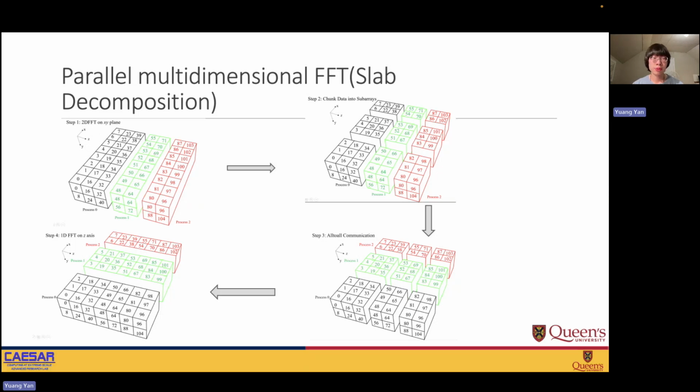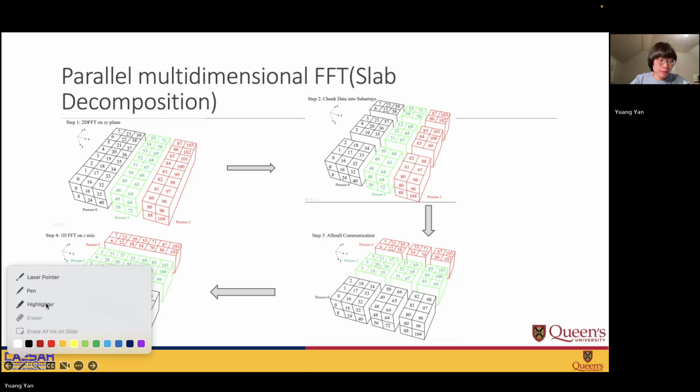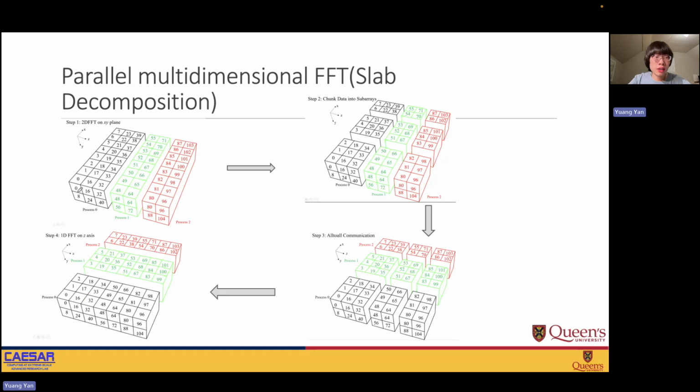First, each process is going to do the 2D FFT on the XY plane, in our case, this plane. For example, for the plane of XY, the indices starting from 0 to 15 are computed each time, and therefore it could be done in parallel.